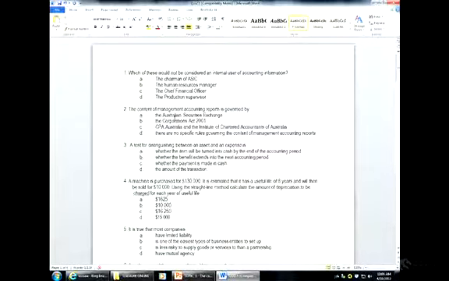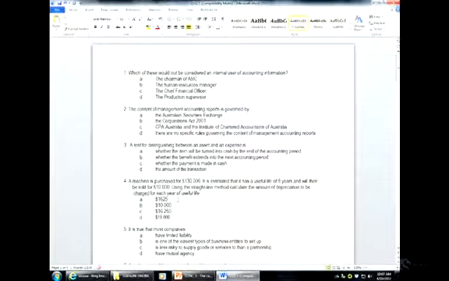Question number 2. One of the questions asked was, the content of management accounting reports is governed by. The correct answer for that is D. There are no specific rules or requirements governing the content of management accounting reports. The next question was a test for distinguishing between an asset and an expense. The best answer would be whether the benefit extends into the next accounting period. That's an asset. If it does not extend to the next accounting period, then automatically it will be an expense.